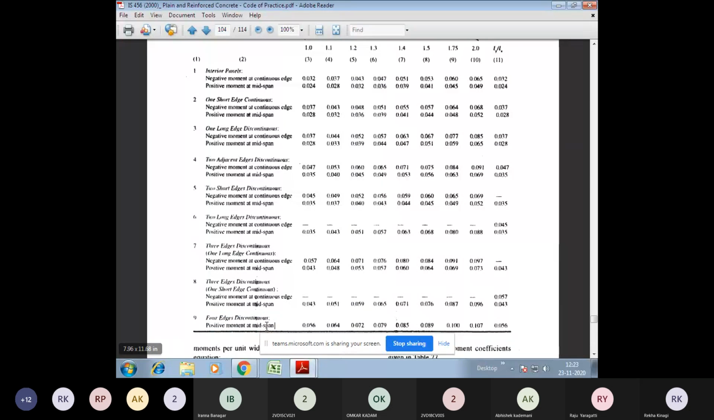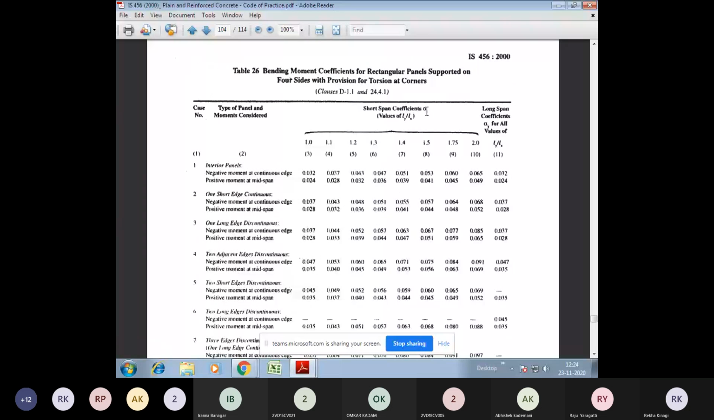Since the edges are discontinuous, we will have only the positive moment at the midspan. Since we have the positive moment at the midspan, we will have only one coefficient for alpha x and one coefficient for alpha y. And how do we calculate the alpha x coefficient? Depending upon the value of the Ly by Lx ratio.